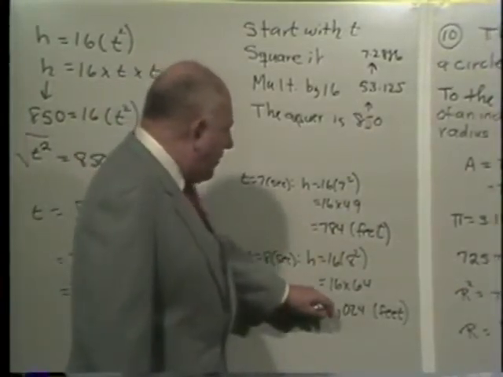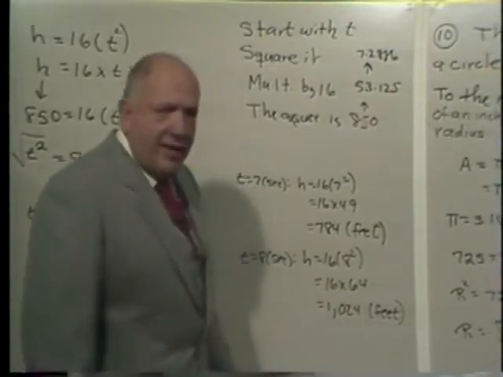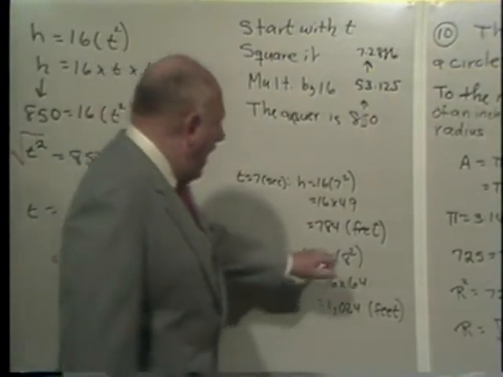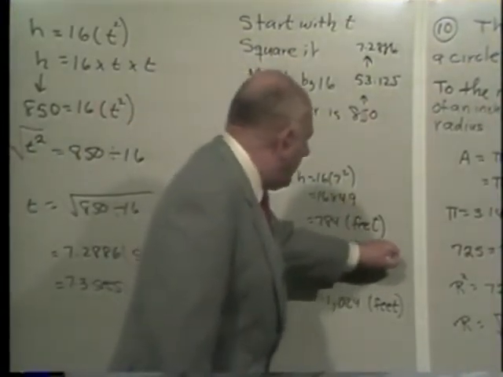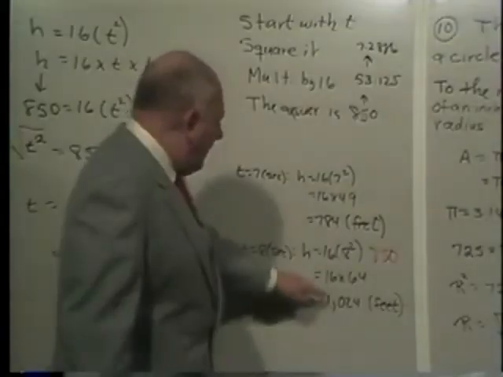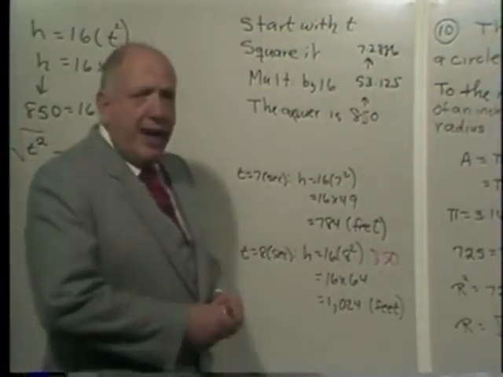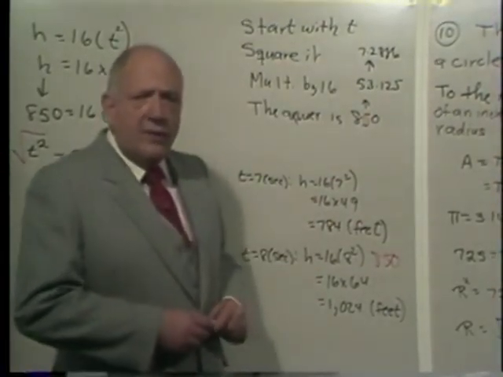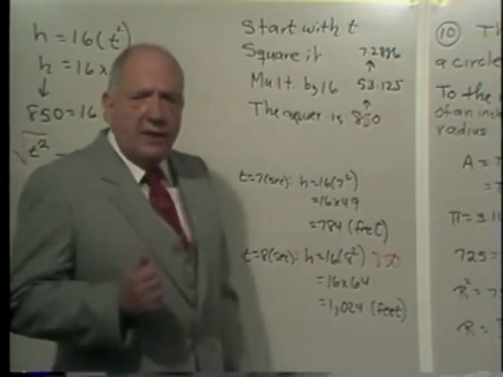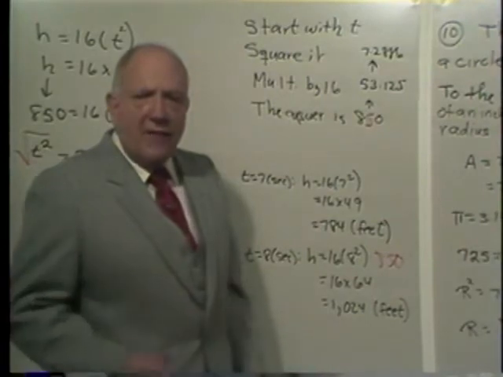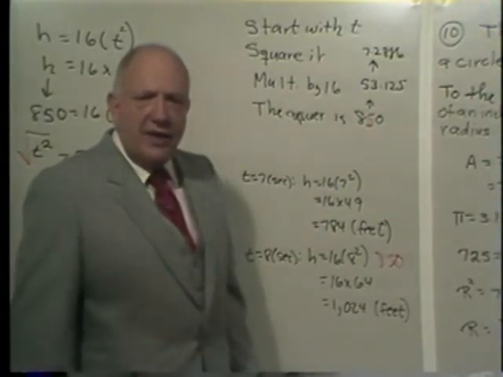It must have hit the ground quite a bit before 8 seconds, because if it fell for a full 8 seconds, it would have fallen over 1,000 feet. And since 850 is between 784 and 1,024, but closer to 784, it's a reasonable guess that the time it took to fall 850 feet was between 7 and 8 seconds, but closer to 7 seconds. So you're again testing the validity.